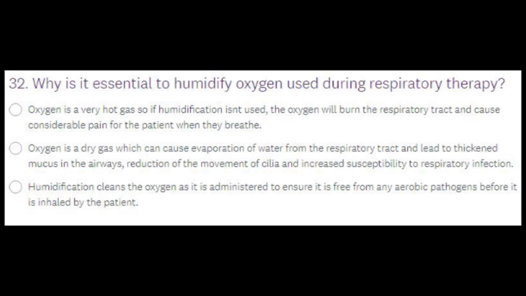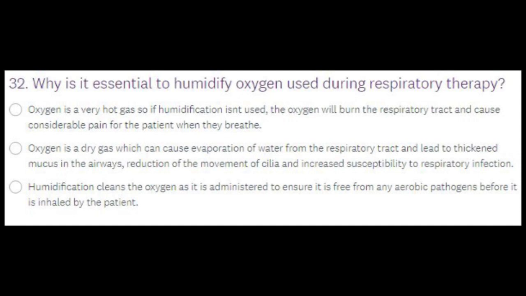Option B, oxygen is a dry gas which can cause evaporation of water from the respiratory tract and lead to thickened mucus in the airways, reduction of the movement of cilia, and increased susceptibility to respiratory infection. Option C, humidification cleans the oxygen as it is administered to ensure it is free from any aerobic pathogens before it is inhaled by the patient. Option B is the right answer.